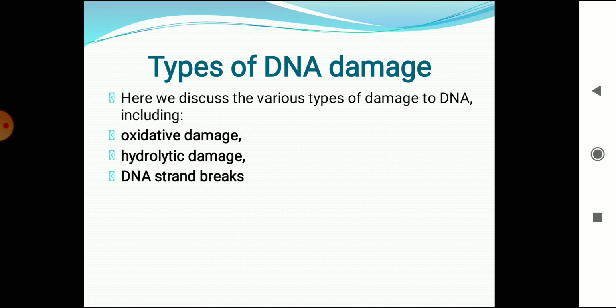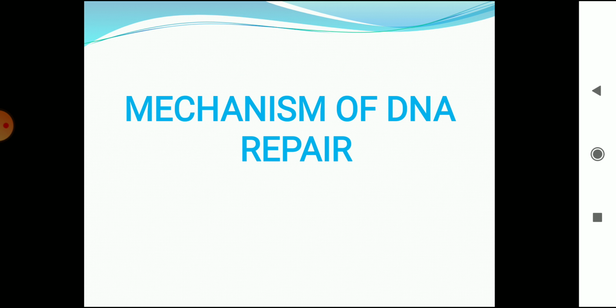Types of DNA damage. Basically there are three major types of DNA damage. First one is oxidative damage, second one is hydrolytic damage and third one is DNA strand breaks. Now we will see mechanisms of DNA repair.